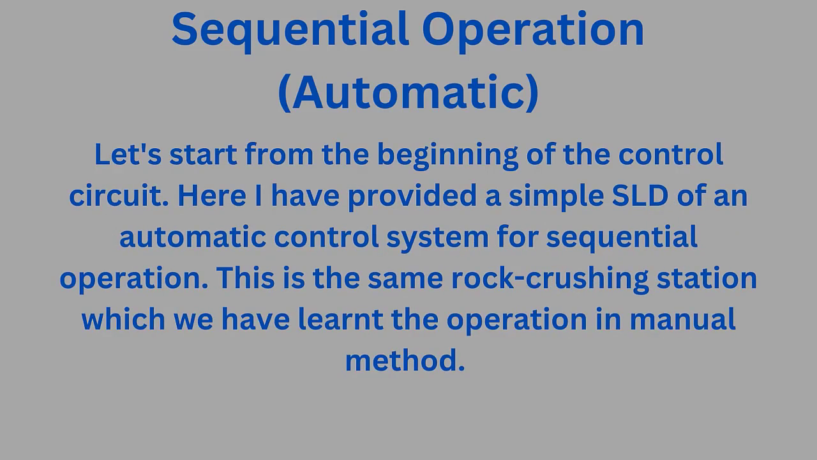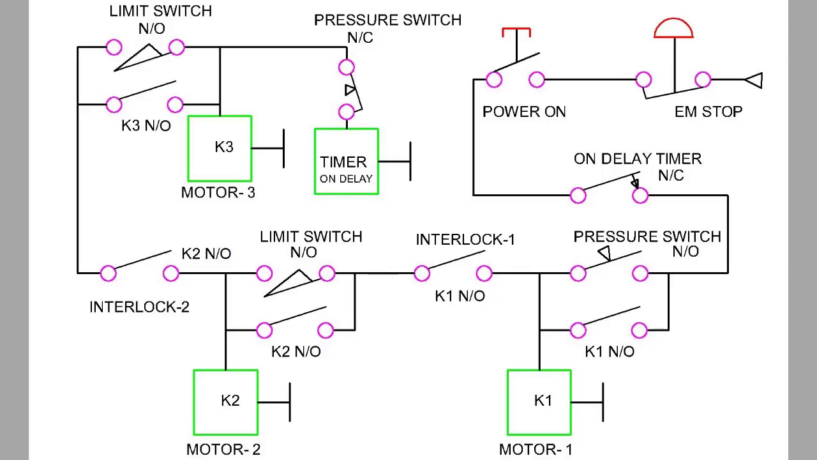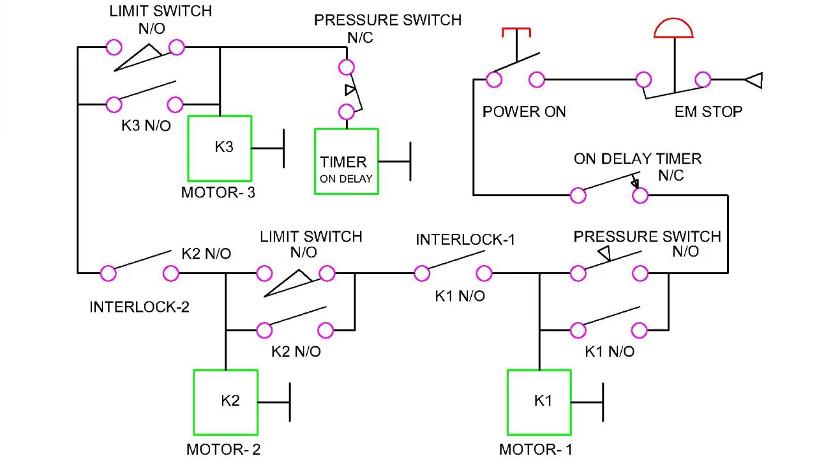Let's start with the beginning of the control circuit. Here, I have provided a simple SLD of an automatic control system of a sequential operation. This is the same rock crushing station, which we covered the operation in manual method. Refer to the SLD. Let's see the components used for automatic mode.